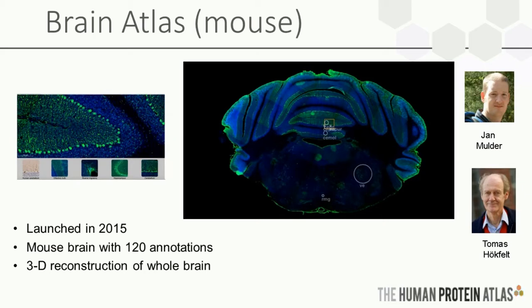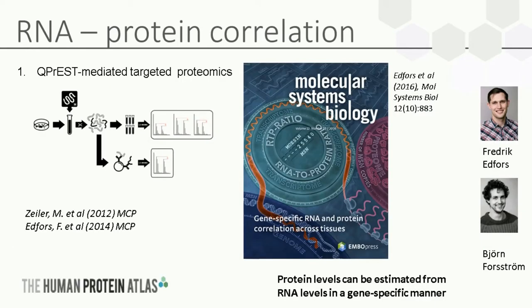Another effort that we're doing is to try to do a more detailed study of the brain. And this is done in the mouse brain, where we are doing 120 different annotations of the brain to allow us 3D reconstructions of the whole brain. And this, of course, is a good complement to the images that we have of the human brain in the normal tissue atlas.